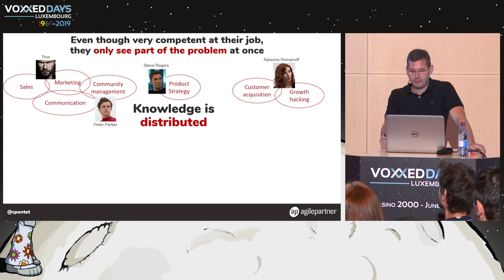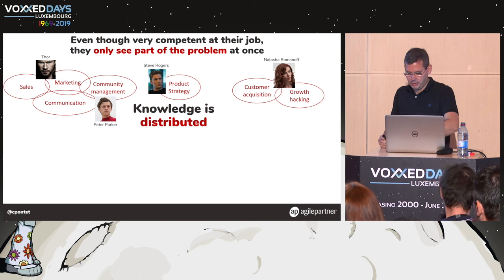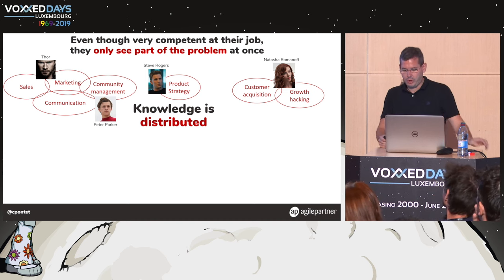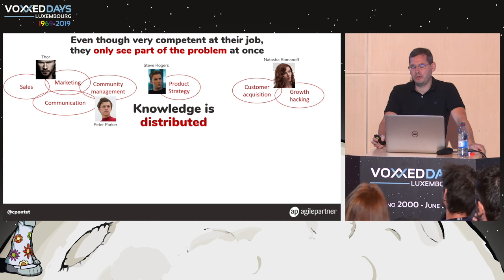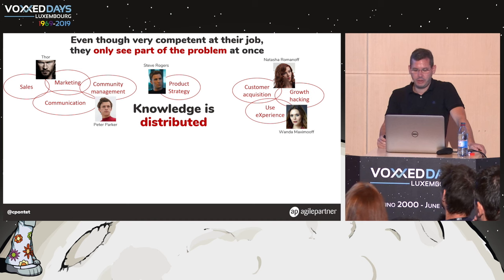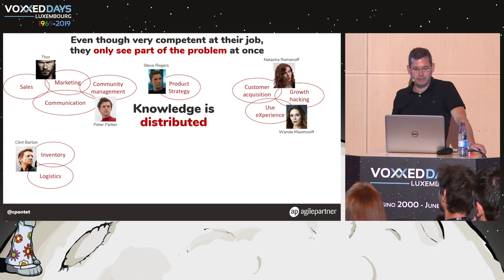Natasha Romanoff takes care of customer acquisition and growth hacking. She knows how people think, and she can get access to any kind of information, so that's quite useful. She's working with Wanda Maximoff, who is a user experience expert. She's great at reading people, and so she helps for that. Clint Barton, he's taking care of inventory and logistics.